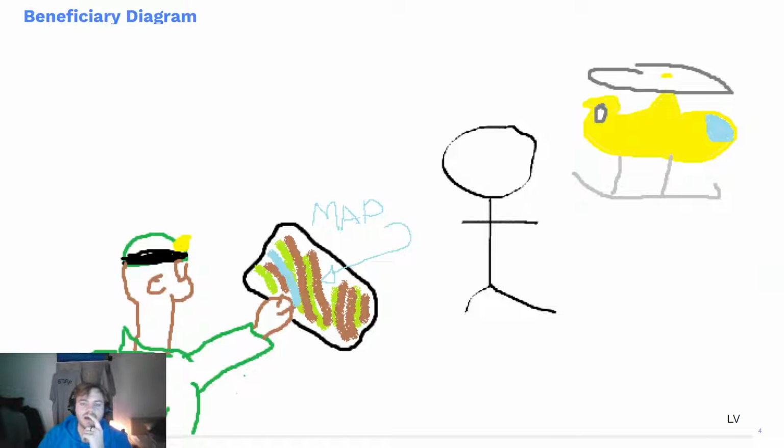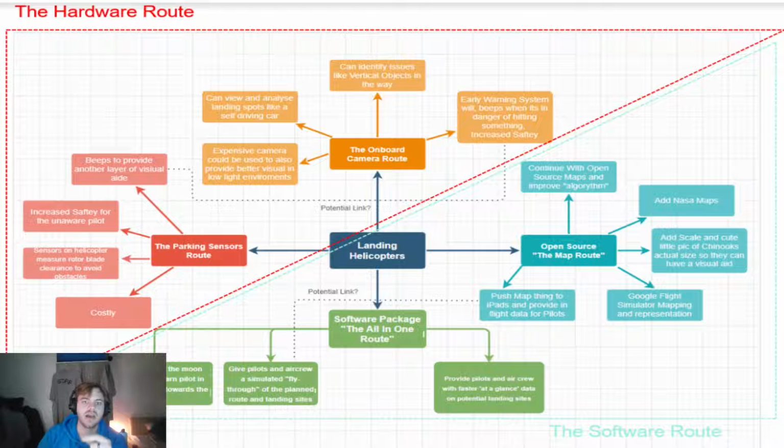Sorry for the crudely drawn picture, the idea is we wanted to give the most high fidelity map possible to the air crew before they set off, so that they would feel comfortable landing and they would feel confident knowing where they were going, what they were doing, where they were landing.